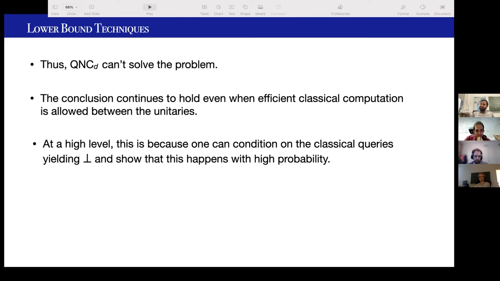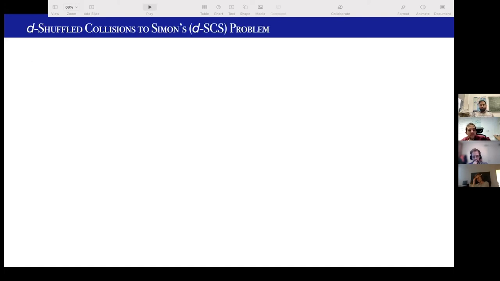But we thought that if we include classical advice as well, and then somehow claim that this classical advice is garbage as well, this will also require proof that the classical advice given to a QCD circuit was, with overwhelmingly large probability, just wrong. So this means that it did not help in solving S. So that was it. And now the second problem is much more complicated than the first one. It's the Shuffled collisions to Simon's problem. And probably it's boring, so I will just state the problem briefly.